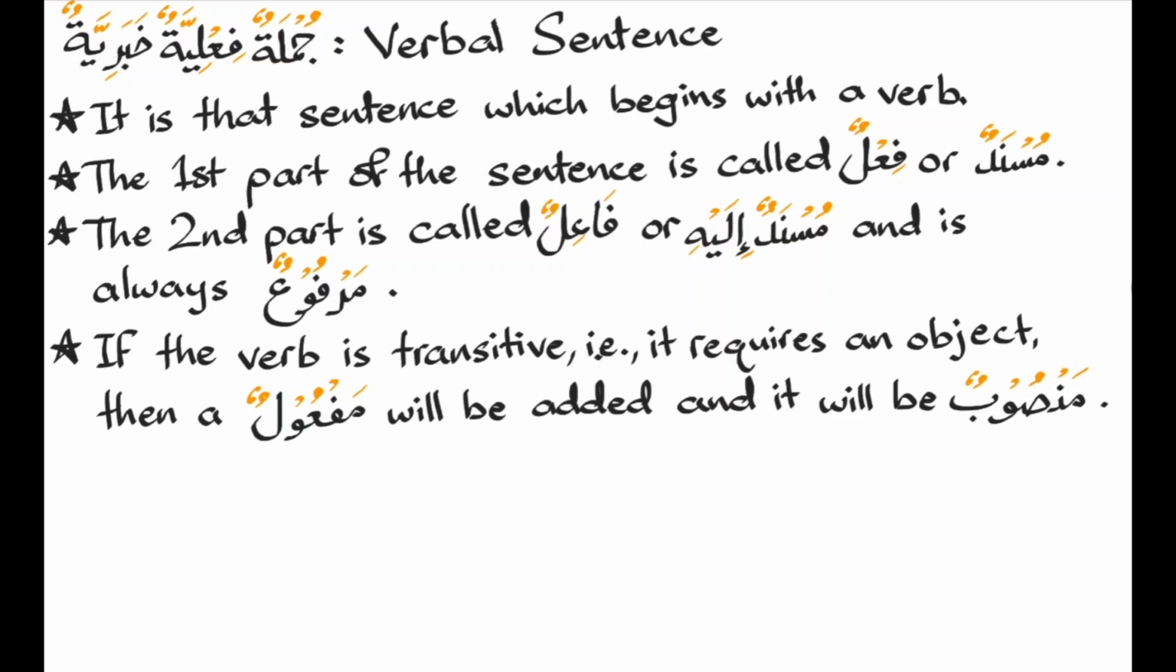If the verb is transitive, meaning that it requires an object, then a maf'ul, by the way, means object, will be added and it will be mansub. Mansub meaning that the last letter of that word will have a nasab, will have a fatha. Let's take an example.